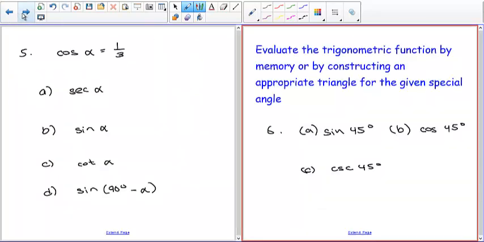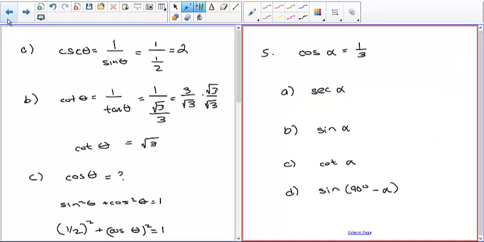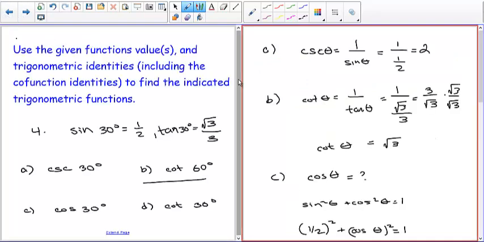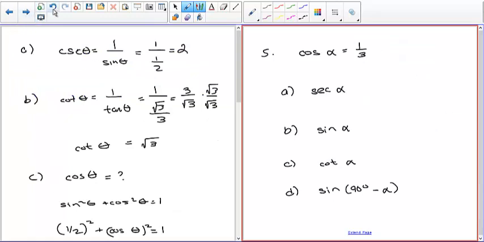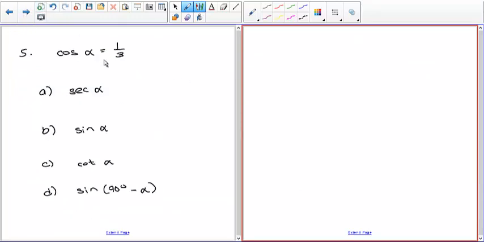I think we got another one here. Must have one further down here on my page. No. So this is 4. Oh, here's 5. Okay. So we're given the cosine of alpha is 1/3. So what is first A? Secant of alpha. So secant of alpha is equal to 1 over the cosine of alpha.